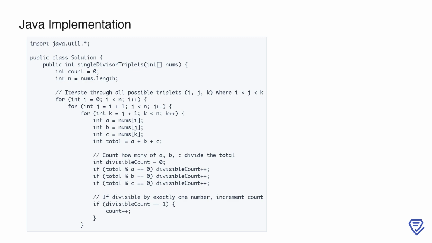Within the innermost loop, we extract the 3 elements of the triplet, A, B, and C, and calculate their sum, total. We then initialize a variable divisible count to 0, which will track how many of the triplet elements divide the total evenly. Using simple modulo checks, we increment divisible count for each element of the triplet that divides the sum without a remainder. For example, if total%A = 0, we increment divisible count by 1, and we do the same for B and C.